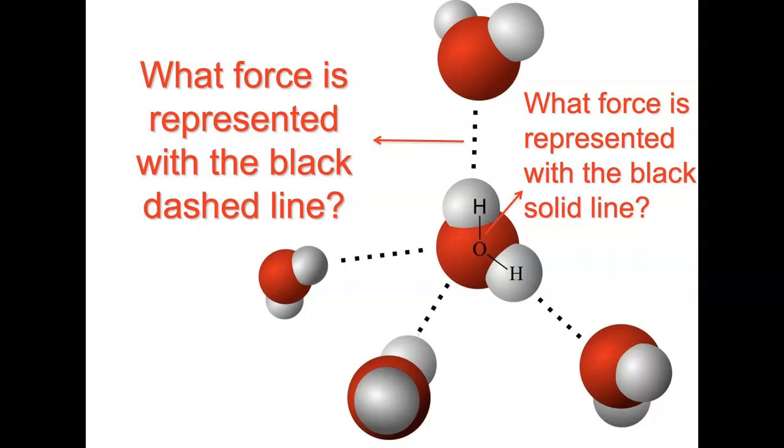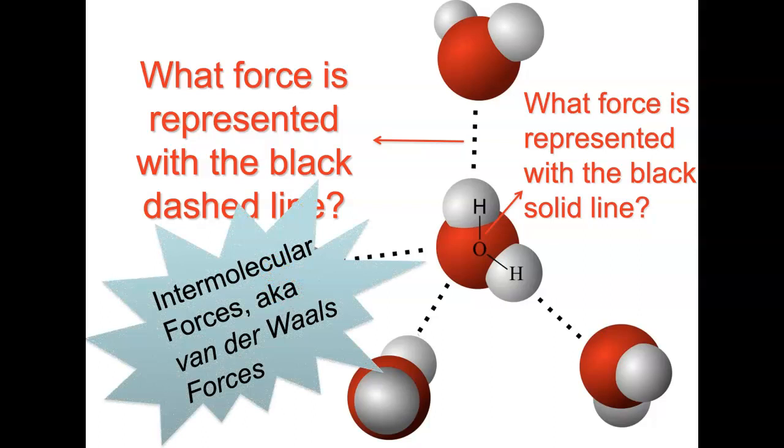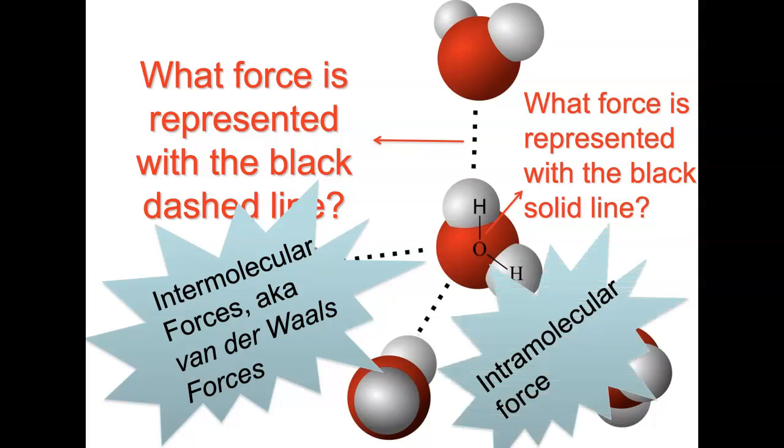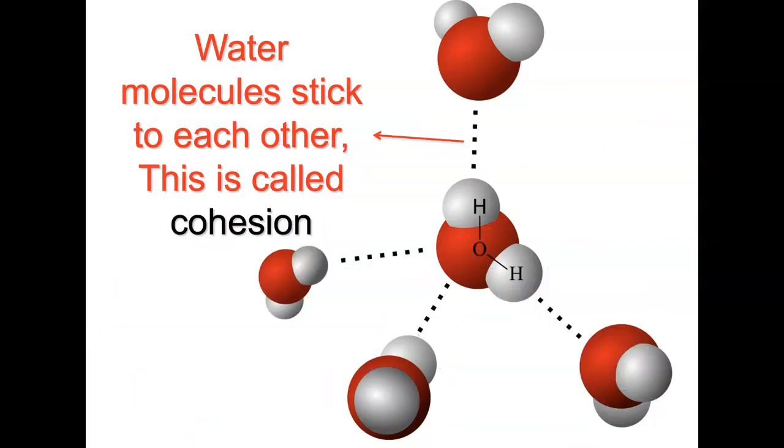And so here's just another example for you. What force is represented with the dashed black line? Hopefully you said intermolecular forces. And then with the solid black line, those are our intramolecular forces. Sometimes these intermolecular forces are also called van der Waals forces. And just so you know, because water is a very polar molecule, they do stick together. And that force that causes them to stick together to form droplets is called cohesion.